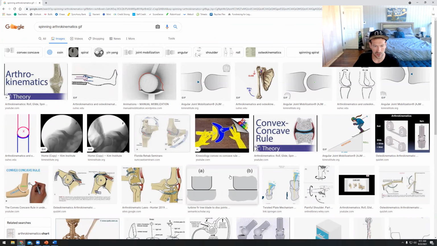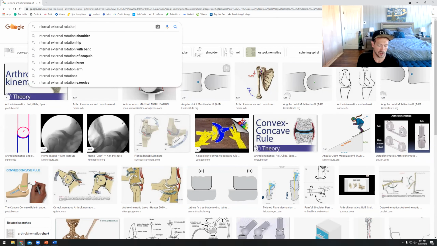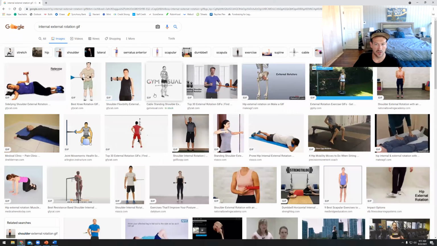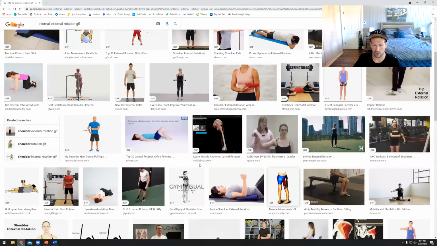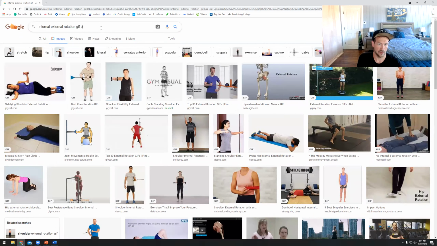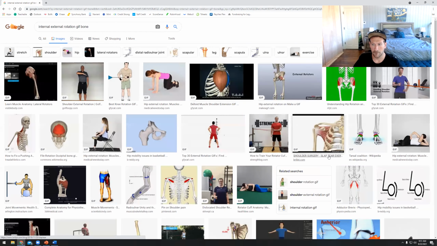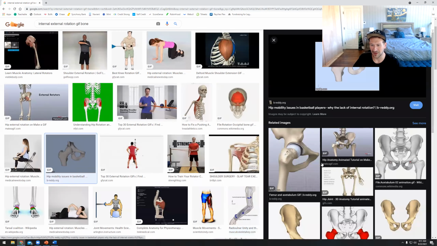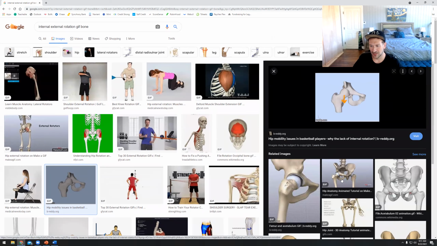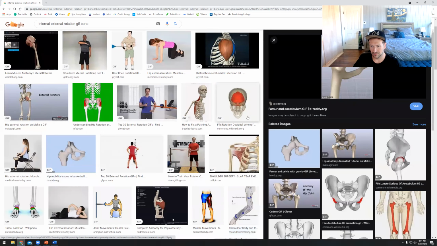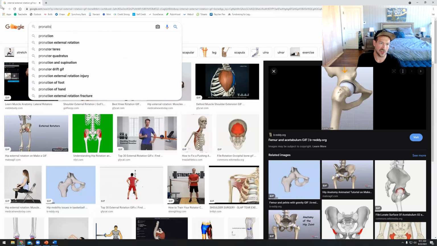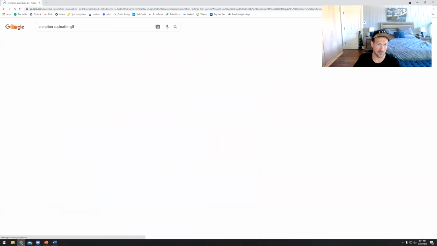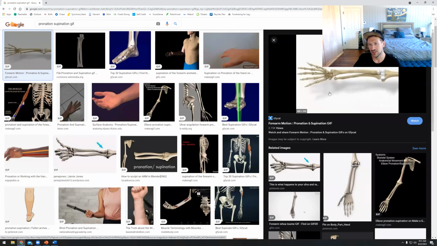occurs when one sort of, let's see here, internal. For bone. God dang it. Ugh, why is this so hard to find today? Help me out, internet. Give me the GIF I'm looking for. You know, pronation, supination. There we go. All right.